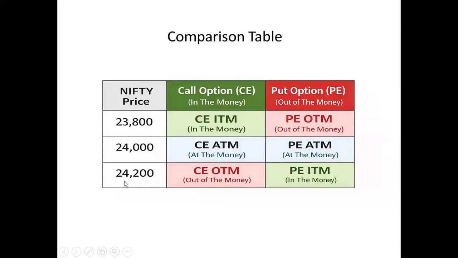So 24,200 for a call option is out of the money, but it's totally opposite for the put. The in the money strike prices for the put are 24,050, 24,100, 24,150, 24,200, 24,300. Anything above the strike price is known as in the money. So this is the simple difference between at the money, in the money and out of the money for a put option and a call option. This is the basic understanding when you are entering any call option or put option in the real market.